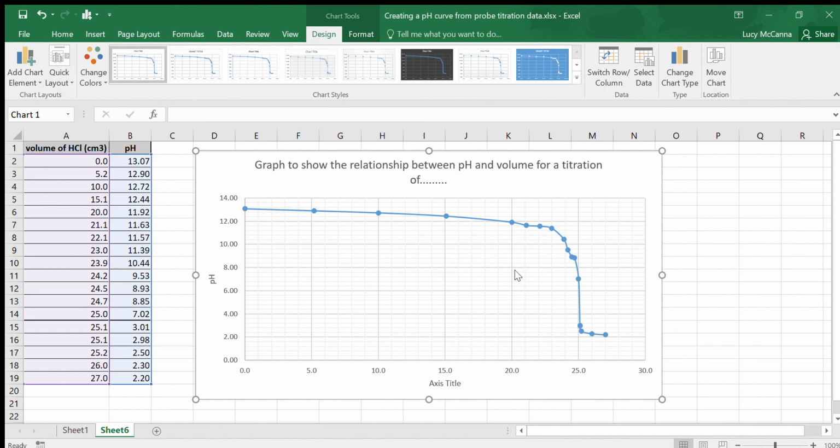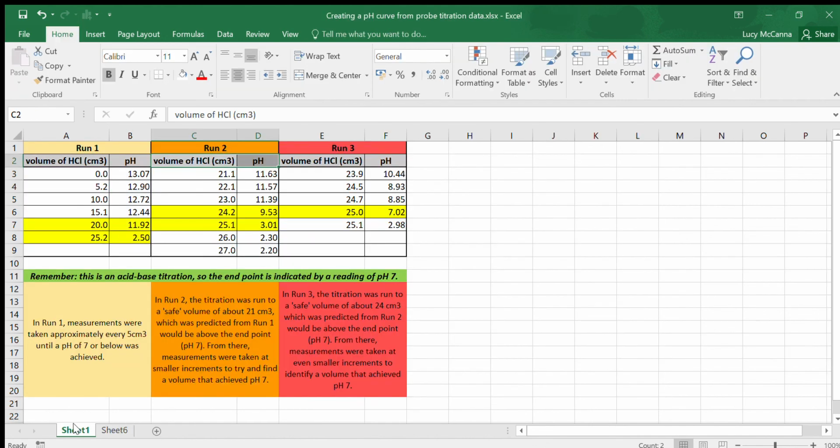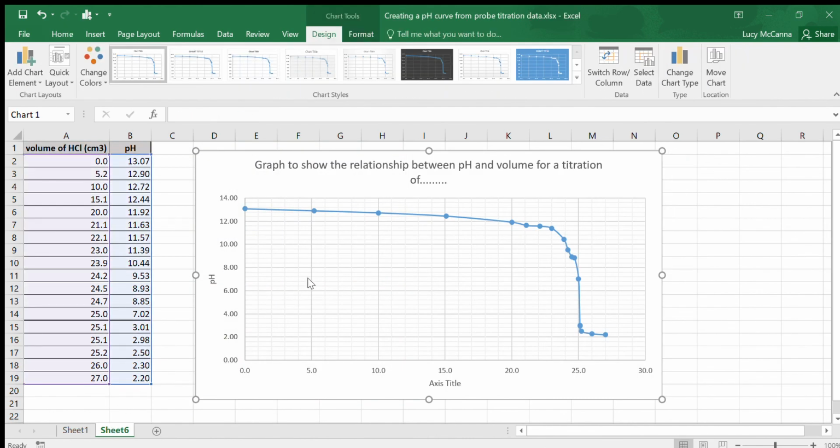When you've done that, you'll need this graph in your assignment. You'll need this table in your assignment. And you'll need your original tables in your assignment, and you'll need an interpretation of this graph to find the volume of hydrochloric acid that was needed to titrate and reach the end point of pH 7.